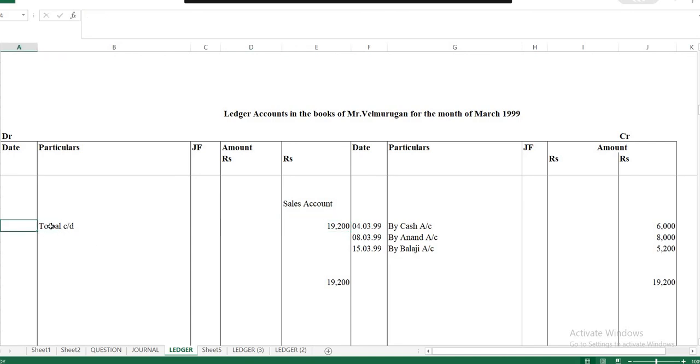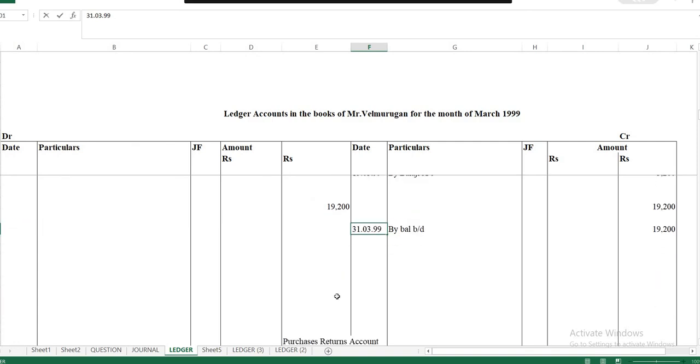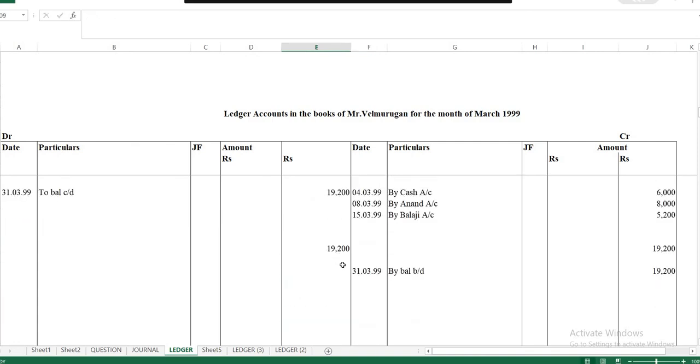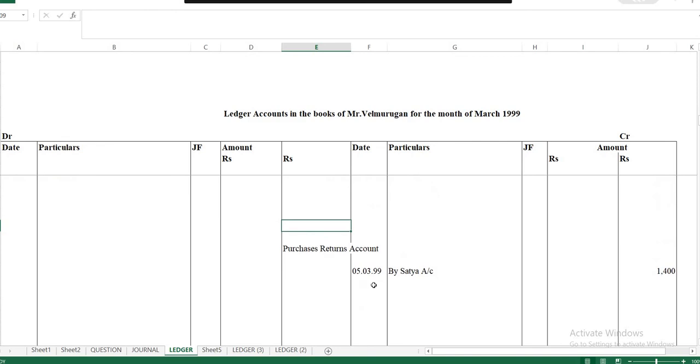This is my balancing figure on 31 March 99. So this amount goes by balance brought down. This to balance carry down is what comes next month as by balance brought down. So by balance brought down will be this amount, 19,200. Okay, so the date will be the 31st March 99. So like this every account has to be closed. So just take care of that.